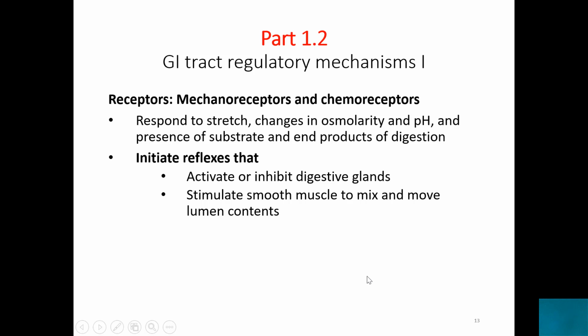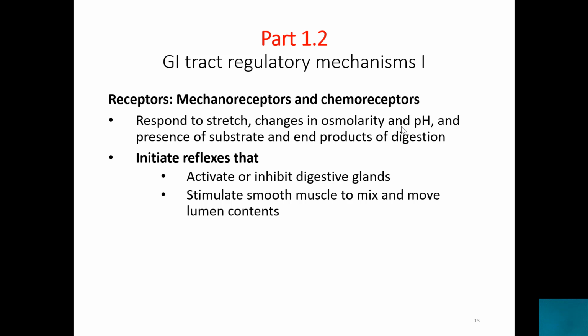To regulate the gastrointestinal tract, our body first needs to know what's going on inside of it. For that we have receptors: mechanoreceptors and chemoreceptors. Mechanoreceptors respond to stretch, to presence of substrate. So when there is food inside of the stomach or small intestine, that food stretches the wall, and mechanoreceptors feel that. Chemoreceptors feel changes in osmolarity and pH of the food, and also collect all that information about what's going on, if there is food in the tube or not.